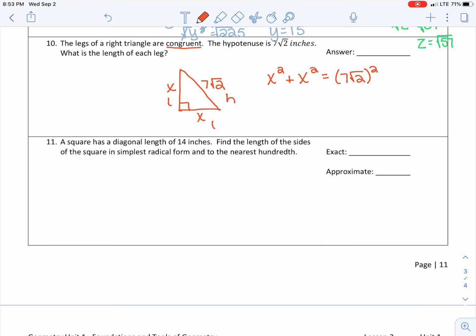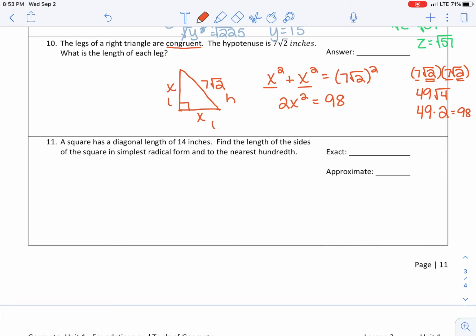So here we need to figure out how many x squareds we have, and we have 2 x squareds. So we're going to say 2x squared is equal to, now we have to figure out what 7 root 2 times 7 root 2 is. So you need to take the 7 times the 7, so everything outside, and then you're going to multiply everything inside, so 2 times 2 is 4. The square root of 4 is 2, since it is a perfect square, so we have 49 times 2, which gives me 98. So we have 2x squared is equal to 98.